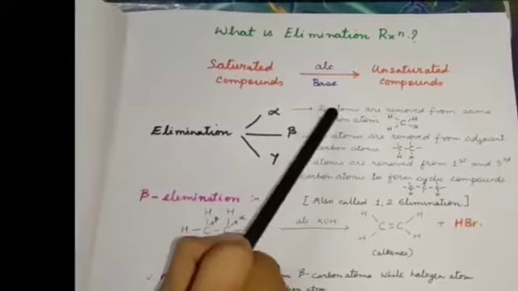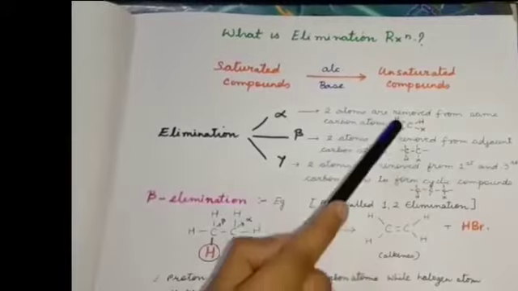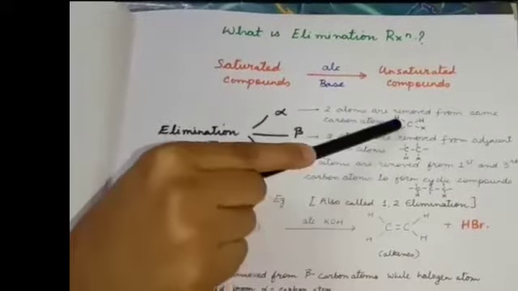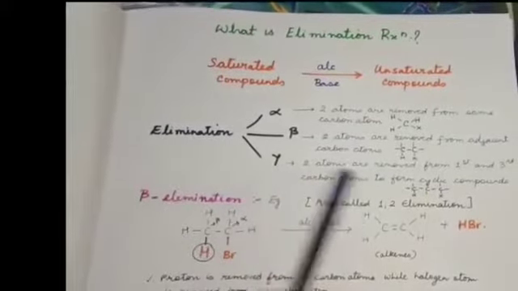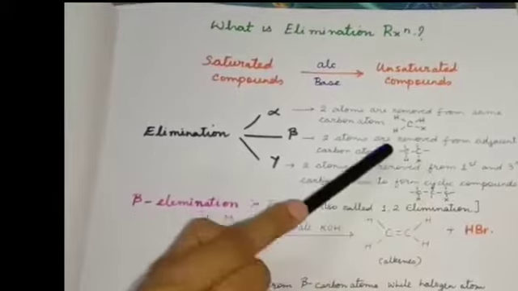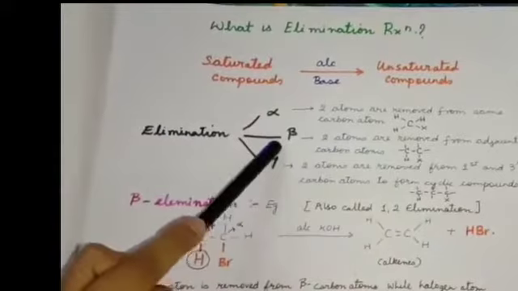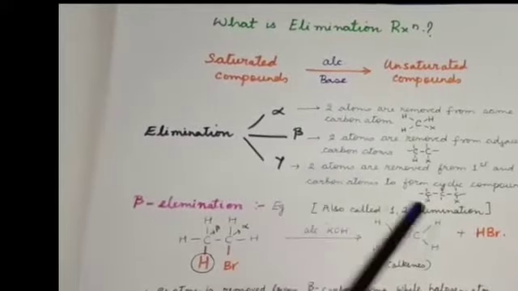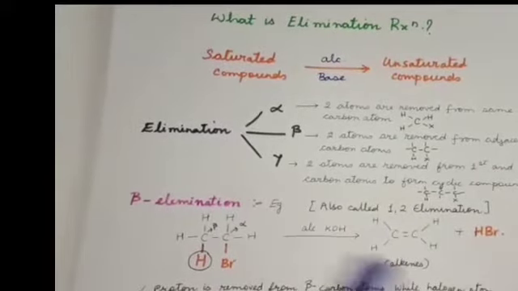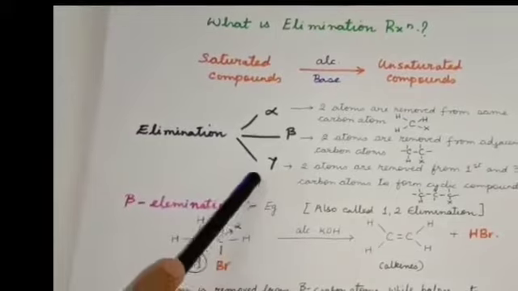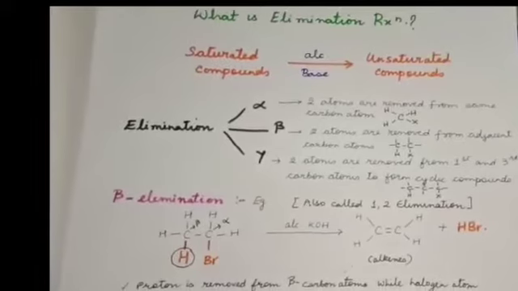So when the two atoms are removed from the same carbon, then such elimination is alpha elimination. So here we can see this H and X are removed from the same carbon atom. While when the two atoms are removed from the adjacent carbon atoms, like for example here, this is 1 and 2, so this H and X are removed from the adjacent carbon atoms, so such elimination is a beta elimination. While when these two atoms are removed from the first and the third carbon atom to form a cyclic compound, such elimination is a gamma elimination reaction. But here we will be discussing in detail about the beta elimination reaction.